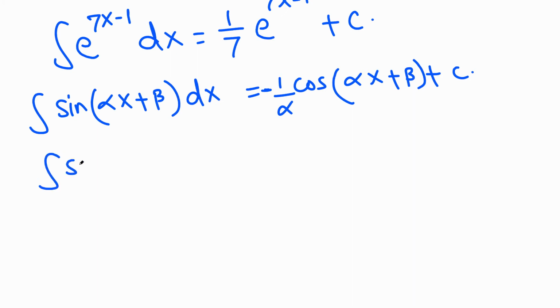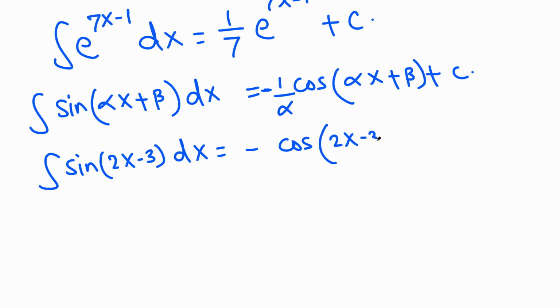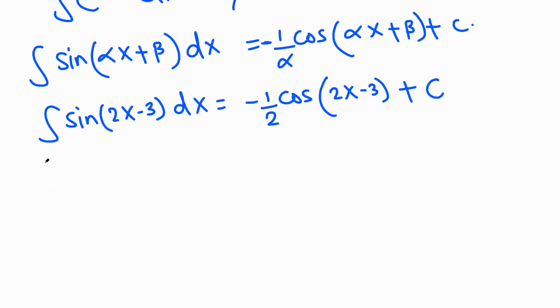So if we have, let's say, sine of 2x minus 3, that will be minus cosine of 2x minus 3, because the antiderivative of sine is negative cosine. But this 2, when we differentiate, we would get times 2, so we need to divide. That divide means 1/2. Not only for sine, it works for other functions, like let's say secant squared of 5x.